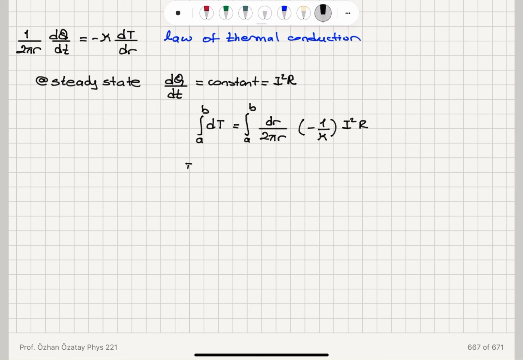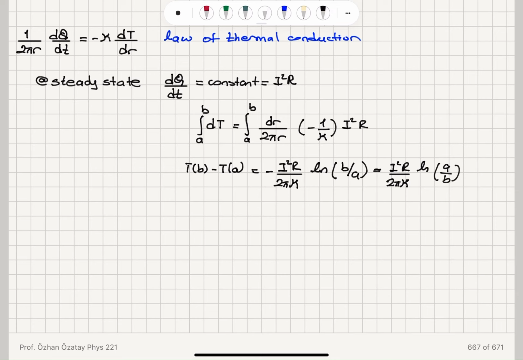So this is the temperature at point B minus the temperature at radial distance A. That's equal to minus I squared R divided by 2 pi kappa. Now I have the integral of dr over r, which is the natural logarithm of r from r equals a to r equals b. So this gives me I squared R divided by 2 pi kappa natural logarithm a over b.